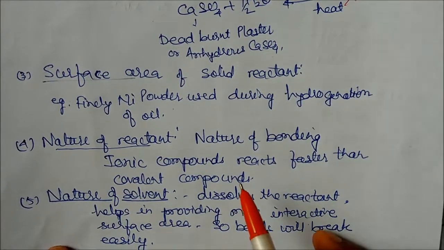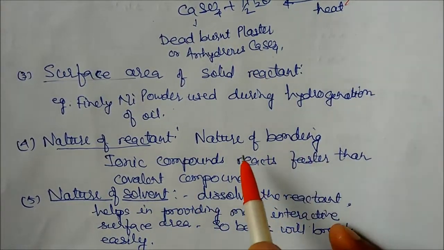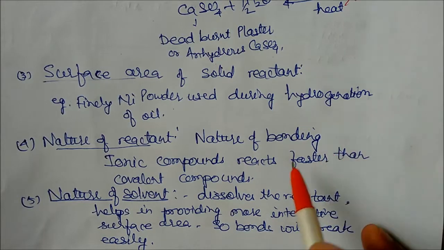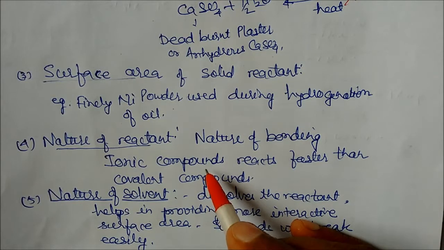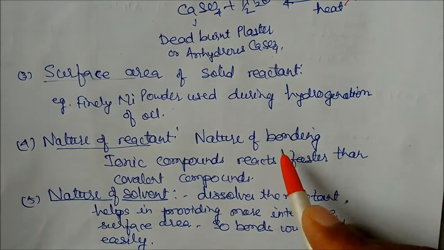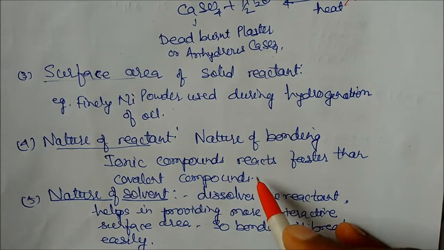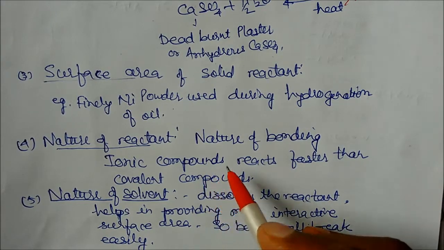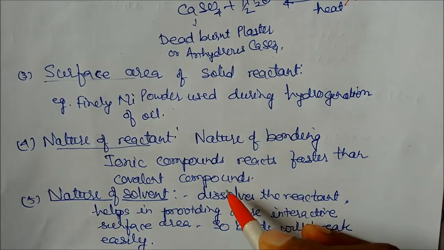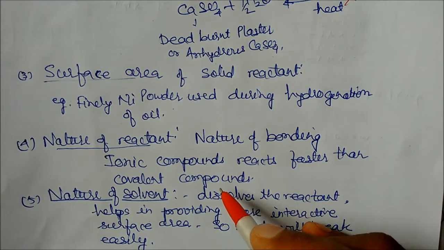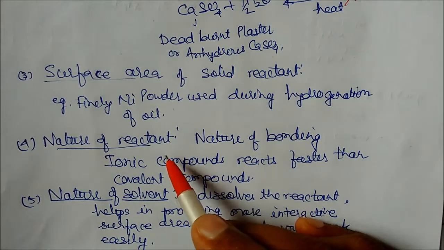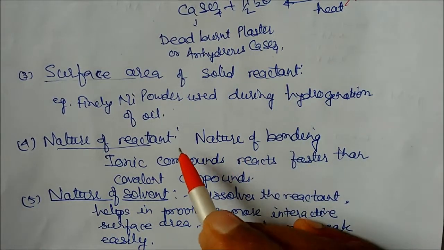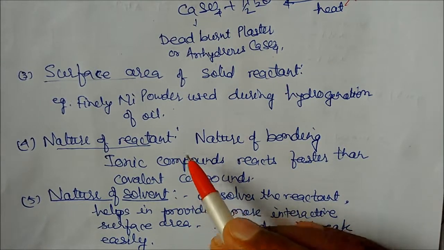Nature of reactant. Nature of reactant means nature of bonding between the reactant molecules. Here ionic compounds react faster than covalent compounds. In ionic compounds, ionic bonds are there, so in solution state these bonds break easily and the reaction becomes faster. But covalent bonds are stable, so to break these bonds requires more time. So here again, nature of bonding also plays a role in the rate of chemical reaction.